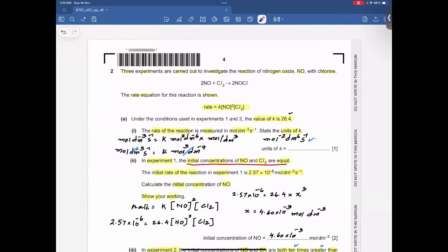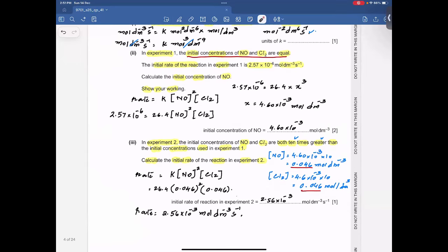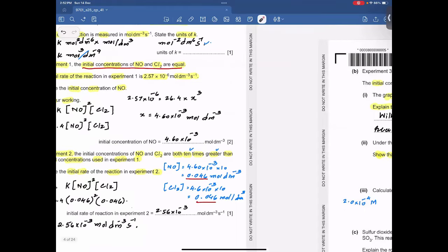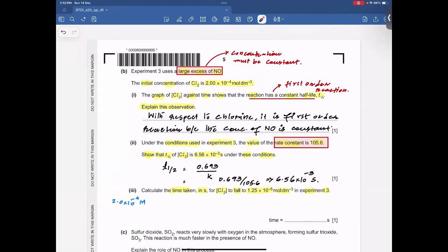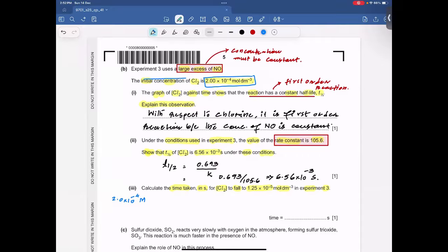Where is that concentration? Let me check this one. This one. This is given. Okay, that value is important, guys. You need to remember this value. That was the initial concentration of chlorine in experiment 3.